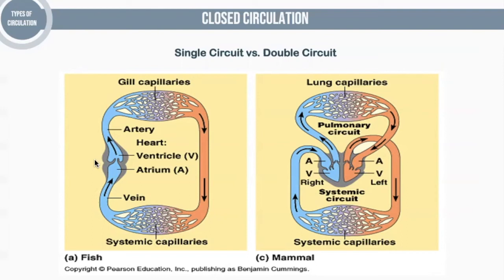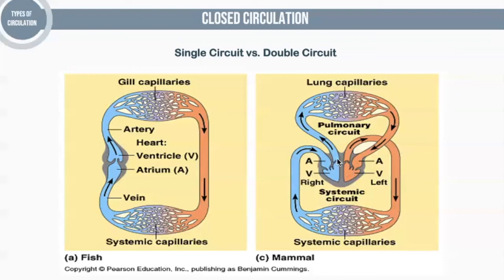In contrast, the other circuit, the double circuit, which is seen mostly in mammals, the blood is pumped by the heart twice. So this system has two circuits, pulmonary circuit and systemic circuit. So what happens here is that you have your deoxygenated blood that will first be pumped into the pulmonary circuit.